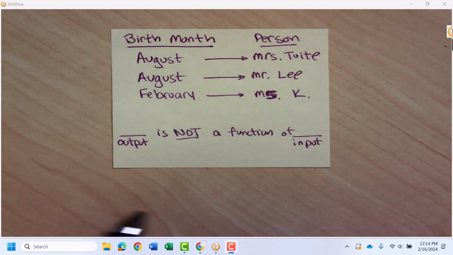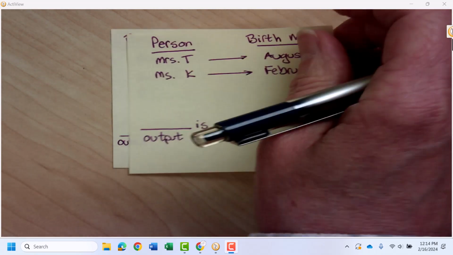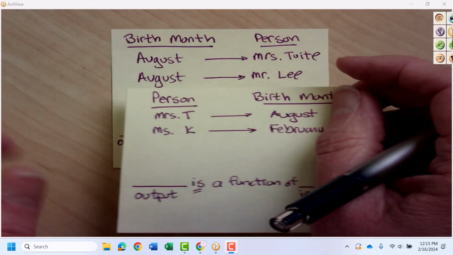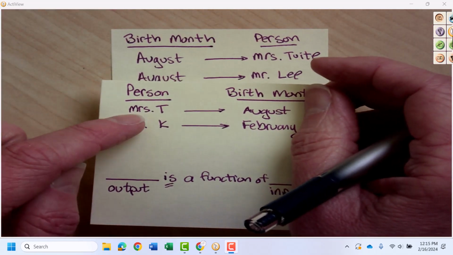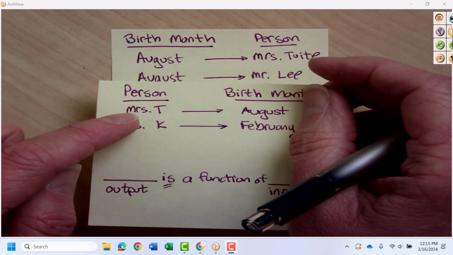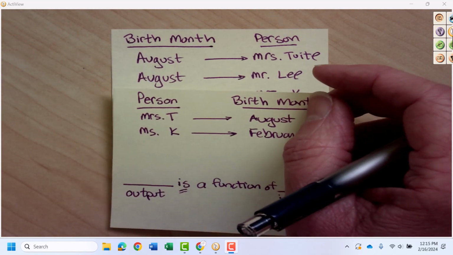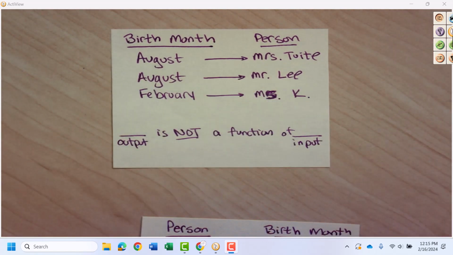It's not a function. So I just wanted to look at that because we're going to be looking at that same kind of thing today, where we look at the same two variables, but where one of them is the input, and in another scenario where the other variable is the input. So sometimes it's a function and sometimes it's not. Let's move on to the notes.